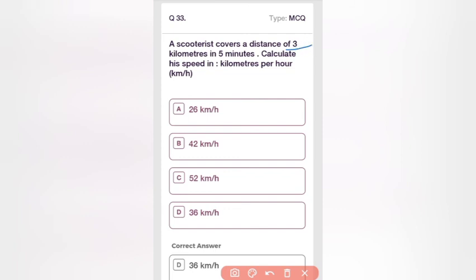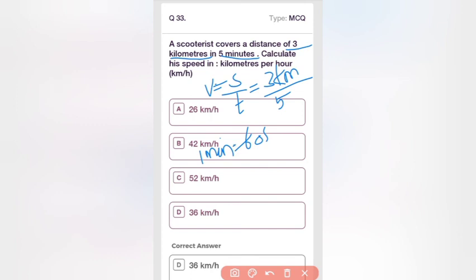So already the distance is in kilometer and time is in minutes. So numerator should be the same. So we know speed is equal to distance by time. So numerator is same, 3 km, and time we need to convert it to hour. Okay, so it is 5 minutes. So we know 1 minute is equal to 60 seconds. Let us convert to seconds first. So into 60 it's going to be 300.